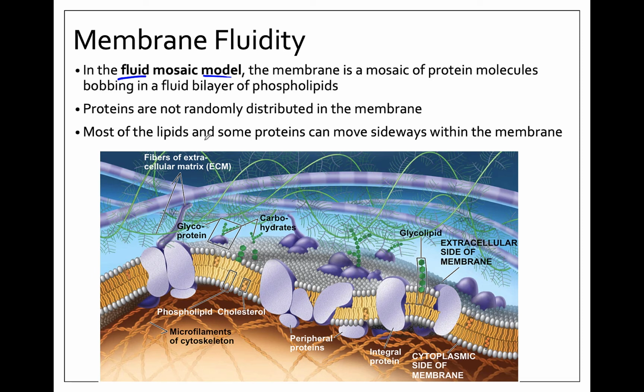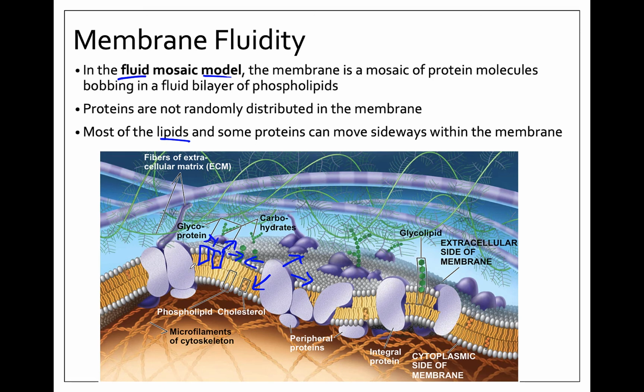So these proteins are not just randomly distributed, they actually move sideways. These proteins can typically move sideways through the plasma membrane to get to the regions where they're needed. The lipids, so the phospholipids and the cholesterol molecules, can also move sideways throughout the plasma membrane.